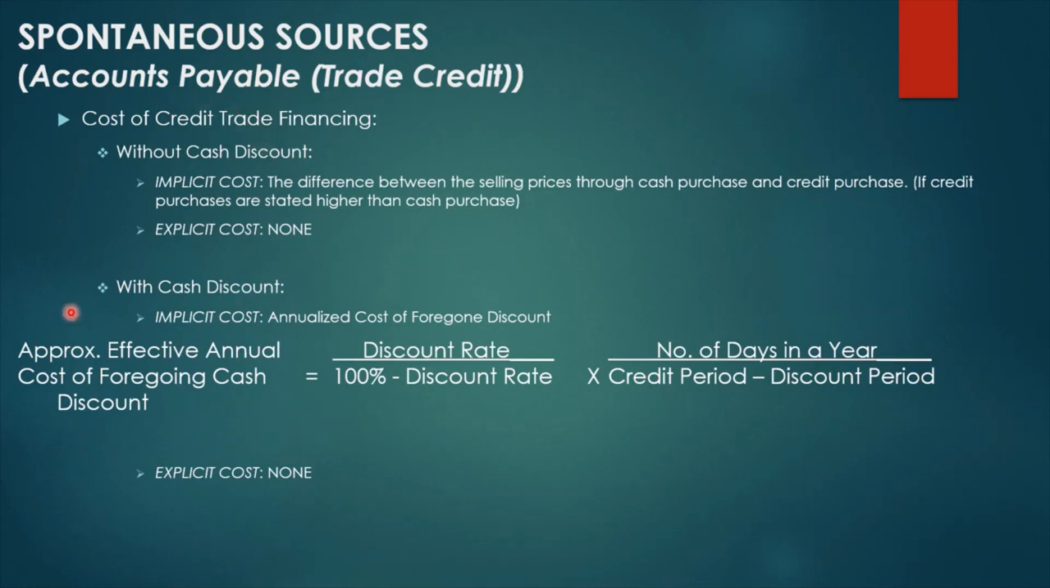Now, ano yung mga cost in relation to this? Ano yung mga cost na may incur ng company when it comes to credit trade financing? Ito, nakalagay. Without cash discount. Kapag wala daw cash discount, may implicit cost ka. Ano tong implicit cost mo? The difference between the selling price through cash purchase and credit purchase. Obviously may difference yan kapag cash or kapag magbabayad ka agad ng cash as opposed kapag credit yung pag-purchase mo. And yung implicit cost yan is if the credit purchase are stated higher than cash purchase. So, obviously, kapag magki-credit purchase ka, mas mataas yan compared kay cash purchase. And yung difference nila, yun si implicit cost.